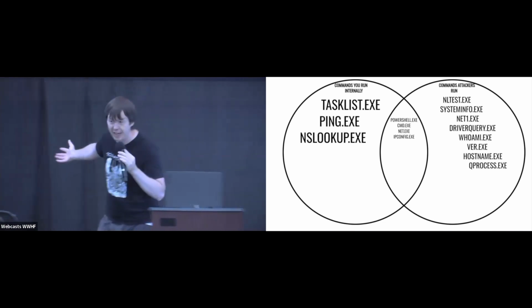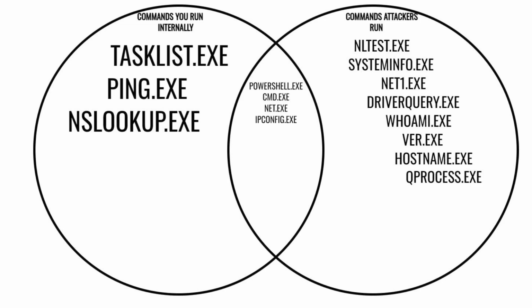So I like Venn diagrams. This one's slightly fancier. It's hard to read in the upper left. We have commands you run internally exclusively. And on the right side, we have commands attackers run exclusively. And we have some spillover in the middle. This exact diagram will vary on your company, but I think it's directionally accurate for a lot of companies.